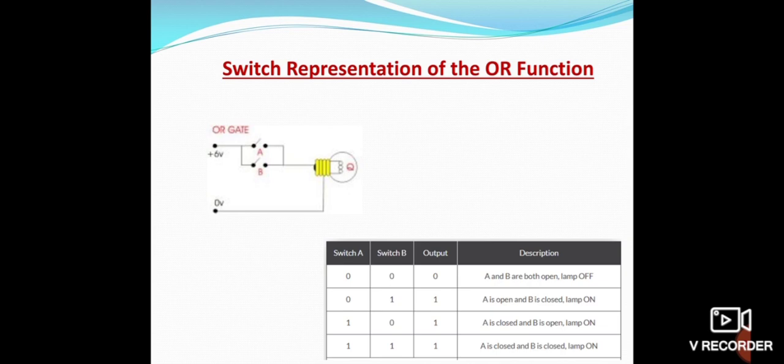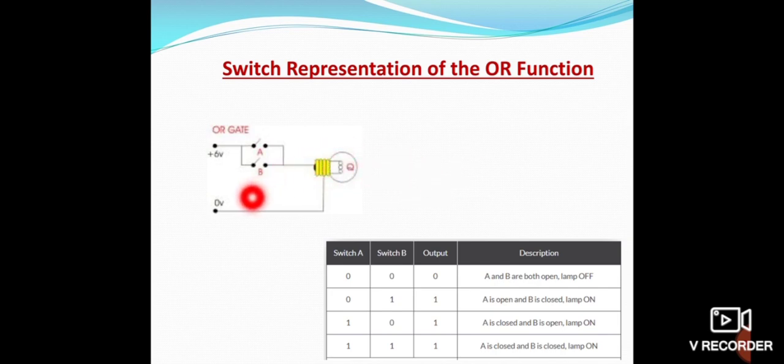This is the switch representation of the OR function. We can see 2 switches A and B, they are connected in parallel. Okay, so the first case, A equal to 0, B equal to 0, that is both switches are open. What will happen? The current won't flow and the bulb won't glow, that is the output is equal to 0.